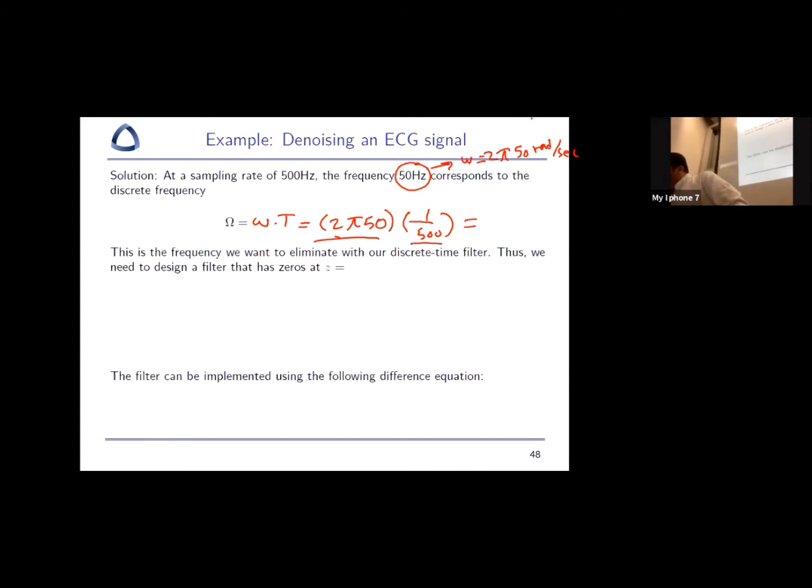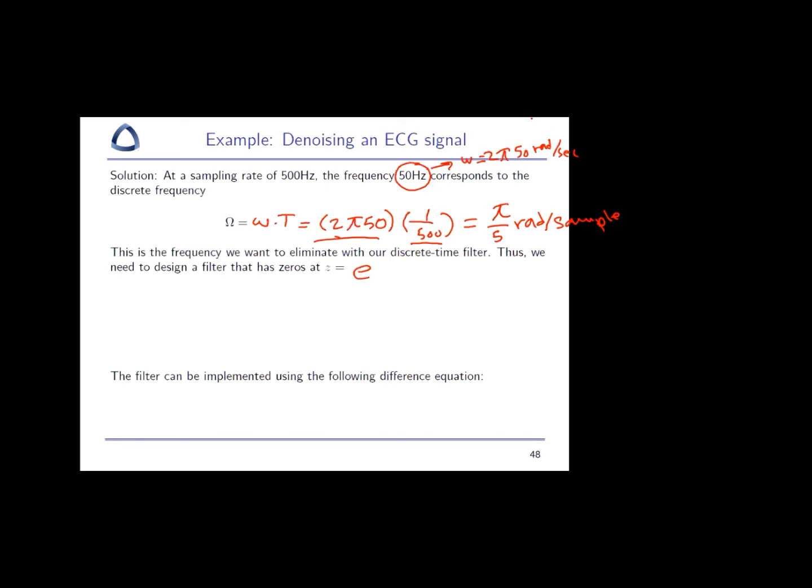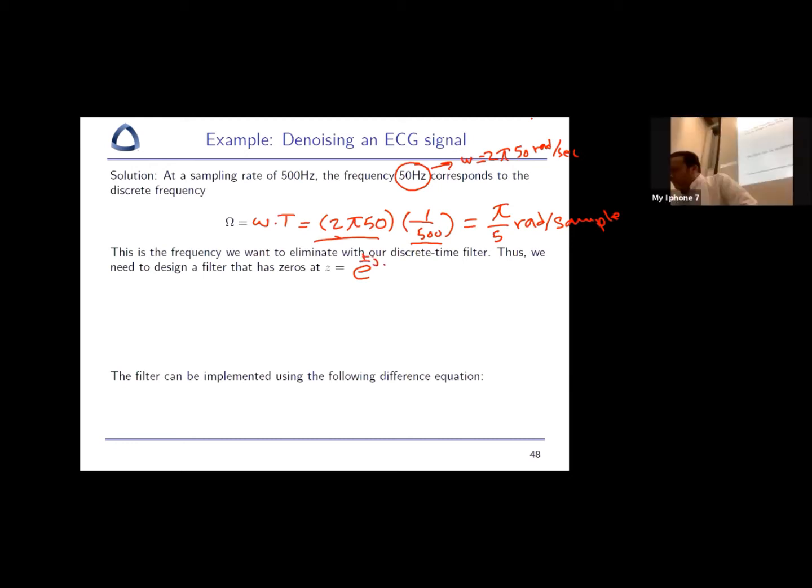So that's 100, and we have 500 down there. That's pi over 5. And the unit will be radians per sample, and that's the unit of the discrete frequency. So this is the frequency we want to eliminate with our discrete-time filter. That means we need to design a filter that rejects, or has zeros at, z equal what? e to the j plus or minus pi over 5. Exactly, pi over 5. We want to design a filter that rejects these specific frequencies.